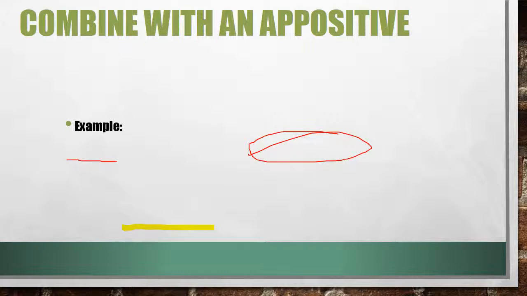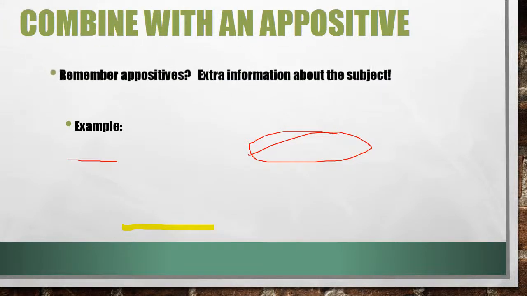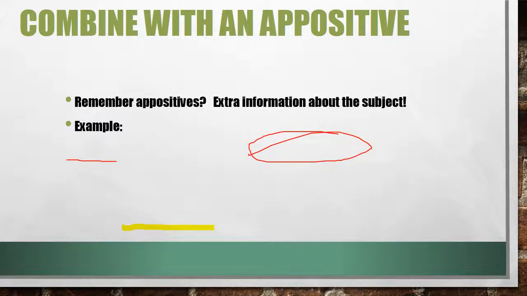Let's talk about today. Combine with an appositive. Do you remember an appositive? Take a moment and think about it. Okay? Appositives give you extra information about the subject of the sentence. For example, listen to this. Justin, the boy in the back of the room, is my favorite. Well, the subject of the sentence is Justin, right? And now I have to think, what extra information was I given about Justin? Yeah, the boy in the back of the room. So appositives sit right behind the subject of the sentence and they give you extra information.